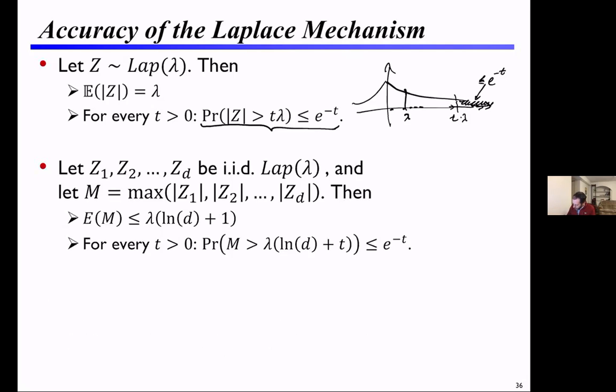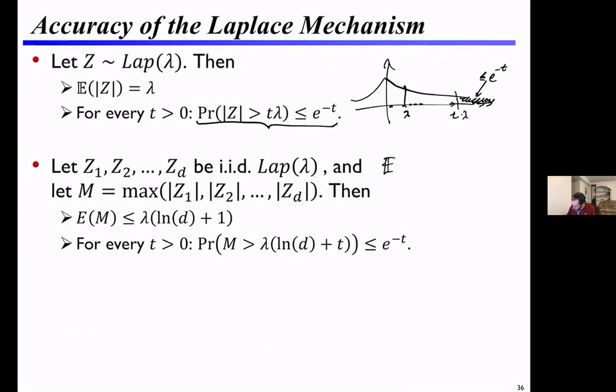One thing we can look at is the expected L1 norm of this vector. So we can look at the expectation of the L1 norm of Z1 through Zd. The L1 norm, remember, is just the sum of the absolute values. So that's the expectation of a sum of absolute values. By linearity of expectation, that's the sum of the expected absolute values, which is equal to d times lambda. That's one useful thing to keep in mind.